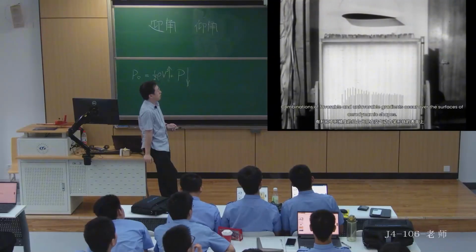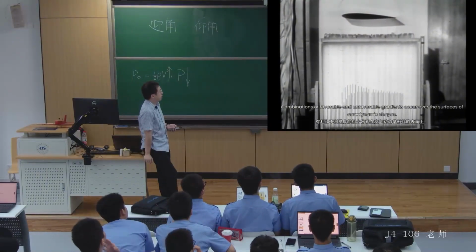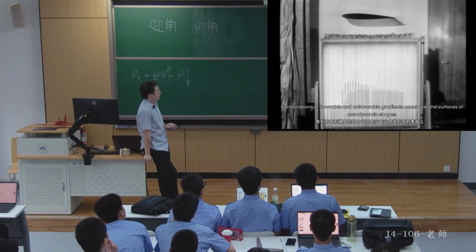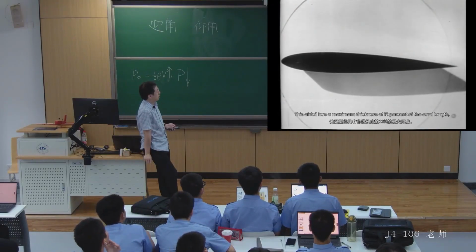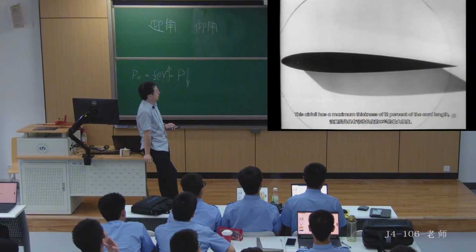Combinations of favorable and unfavorable gradients occur over the surfaces of a dynamic shape. This airfoil has a maximum thickness of 12% of the chord and is located about a quarter of the chord.